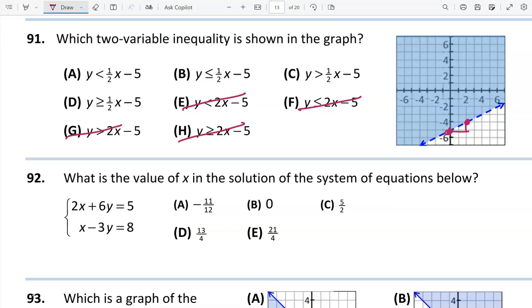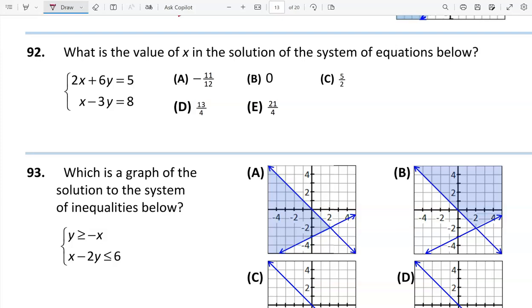Next, we'll also notice that the line is a dashed line. That means or equal to is not part of this. And lastly, we have to determine if there's shading above or below the line. Above the line indicates that y is greater than a certain value. So that means that we're looking at choice C.